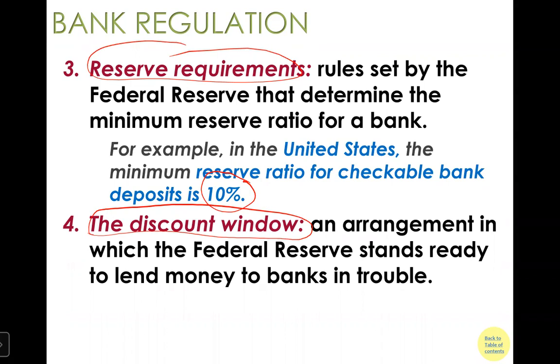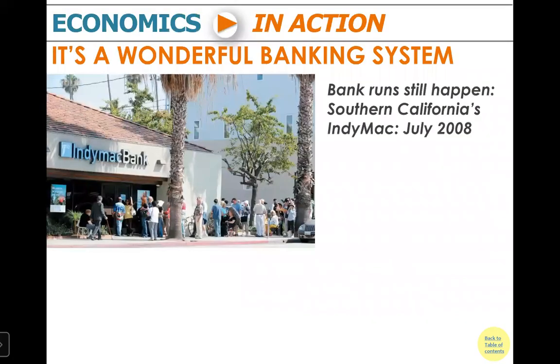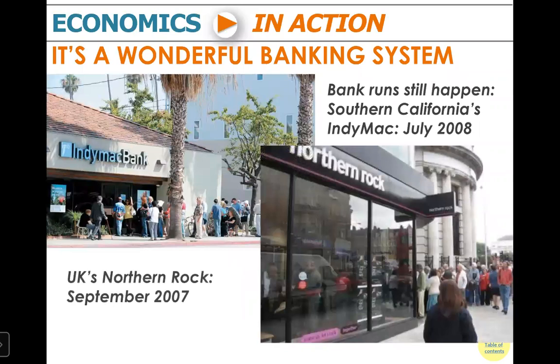This is an arrangement in which the Federal Reserve will lend money to banks that are in trouble. Okay, so this is the discount window. So actually, the bank run did happen. Most recently, in the 2008, 2009 financial crisis, there were several episodes of bank runs in the United States and in Europe.